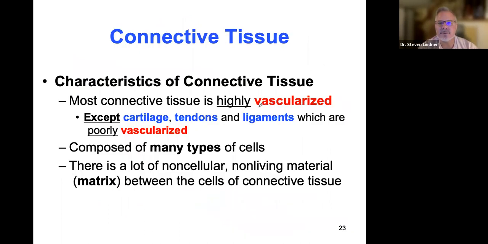Connective tissue, for the most part, is vascular, except for cartilage, tendons, and ligaments. They have a poor blood supply.